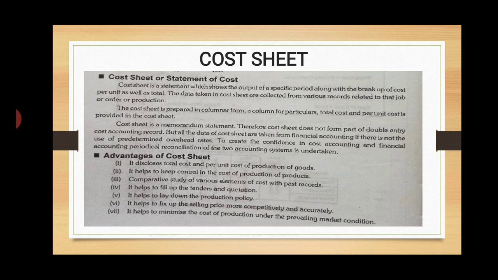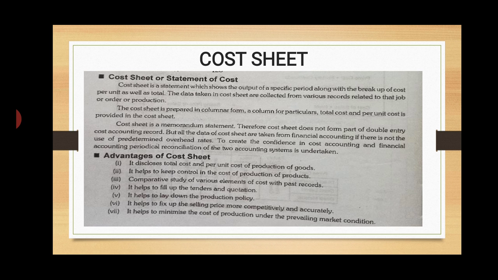Now, how we are going to format all the direct and indirect cost, that will be represented in the specimen of the cost sheet. It is basically a columnar form, and we take the particular columns like particulars and the amount, which shows the total cost and the per unit cost. It is also called the memorandum statement for the company, and it does not form part of the double entry cost accounting record.